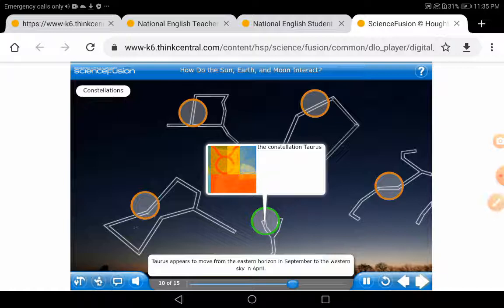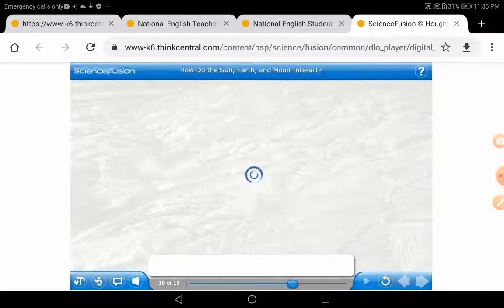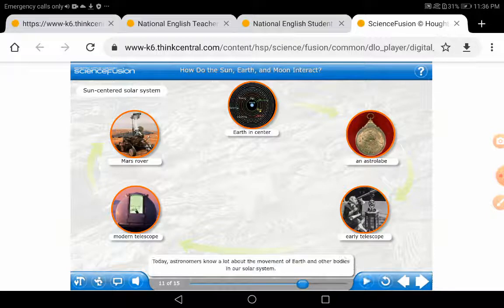Next. Taurus appears to move from the eastern horizon in September to the western sky in April. In fact, it is visible from the northern hemisphere throughout the year. Okay. You don't have to memorize them, as I said before. Okay, let's see about the sun-centered solar system because we have some questions after these slides.